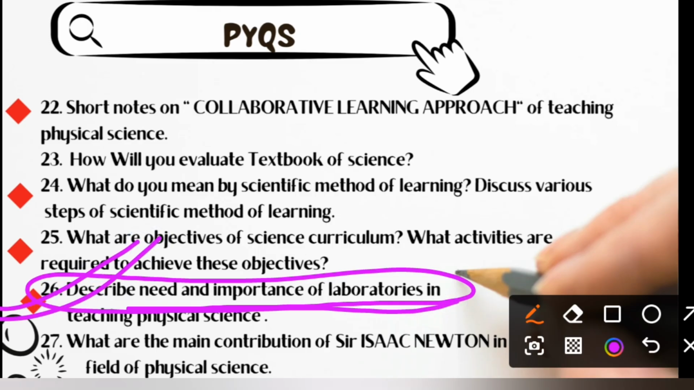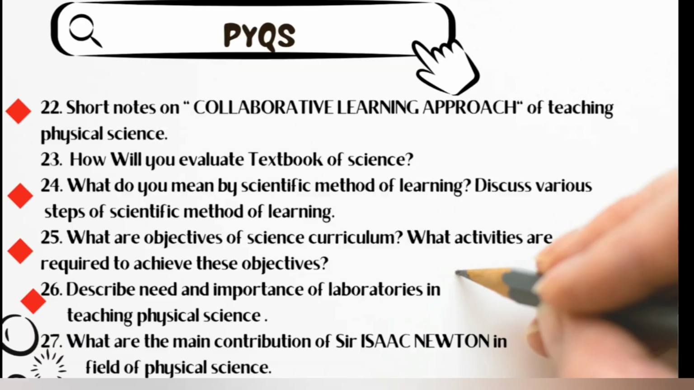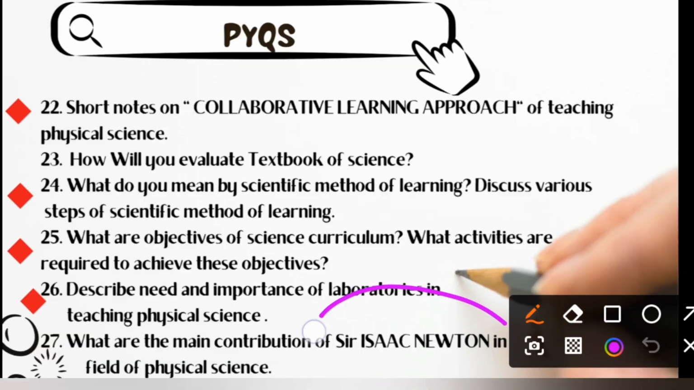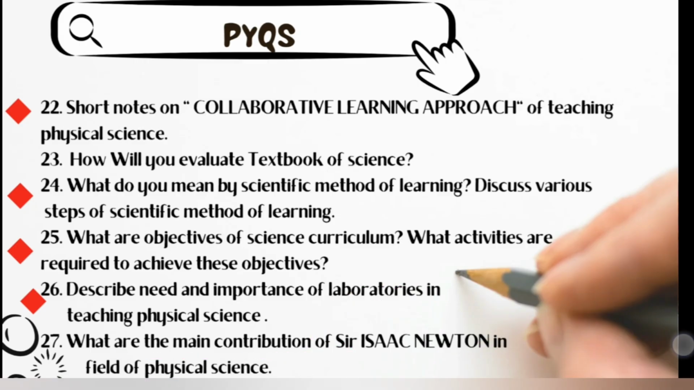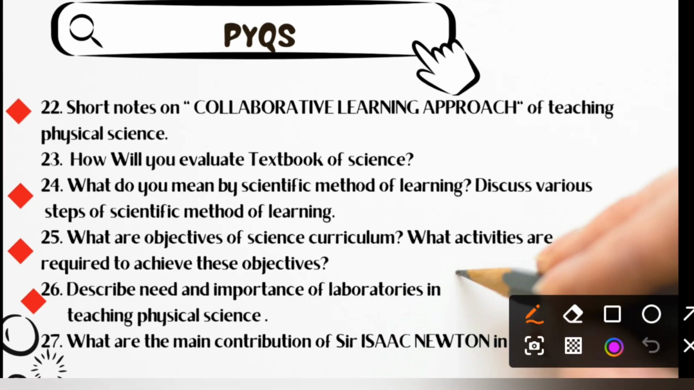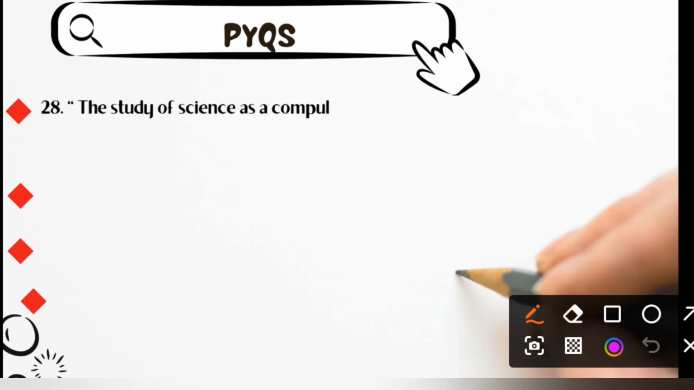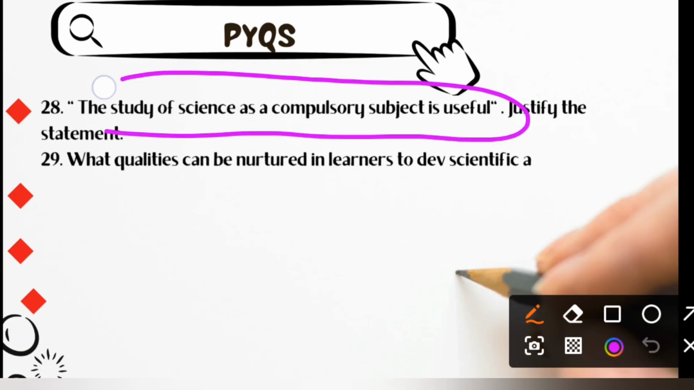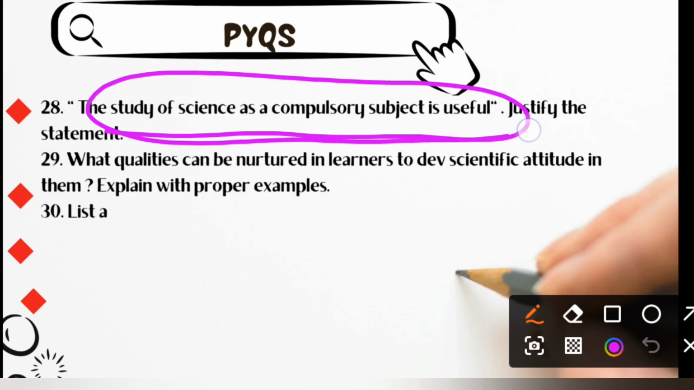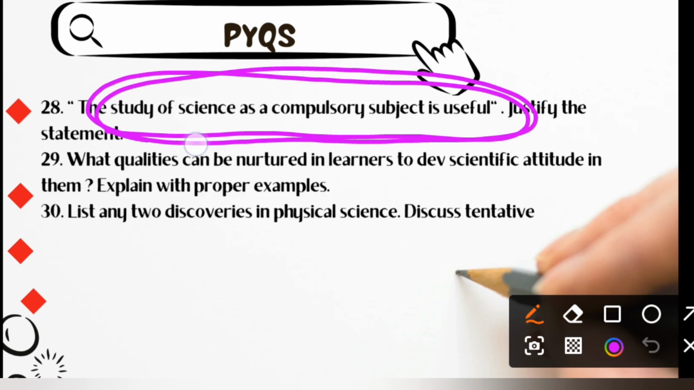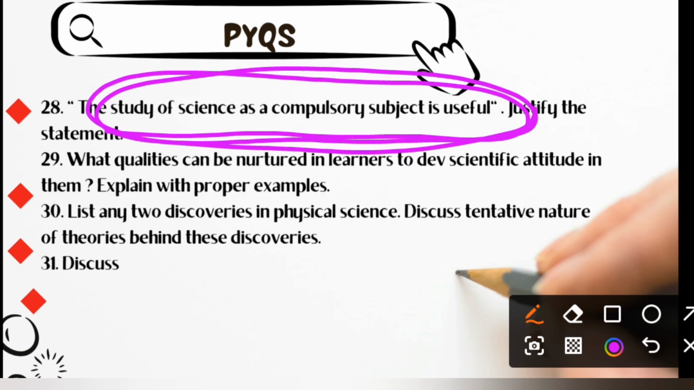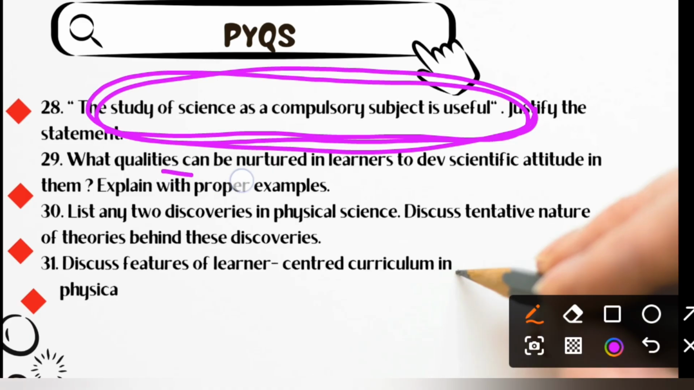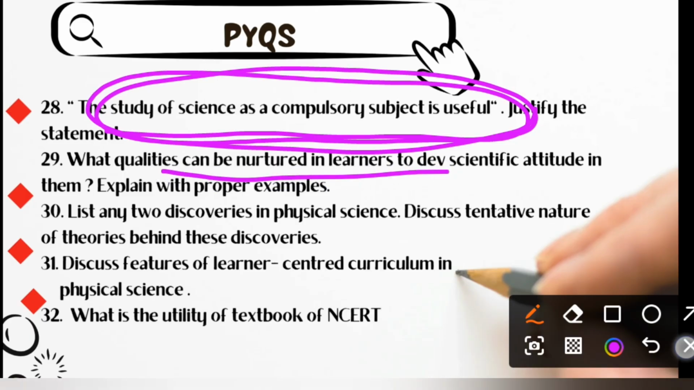Question number 27, what are the main contributions of Sir Isaac Newton in the field of science? It is a must question in the paper, Sir Isaac Newton's main contribution. Moving toward the next slide, question number 28 is, the study of science as a compulsory subject is useful. Justify the statement. You can connect this question with the previous question that science is related with other subjects also, so you can relate that answer in this question as well.